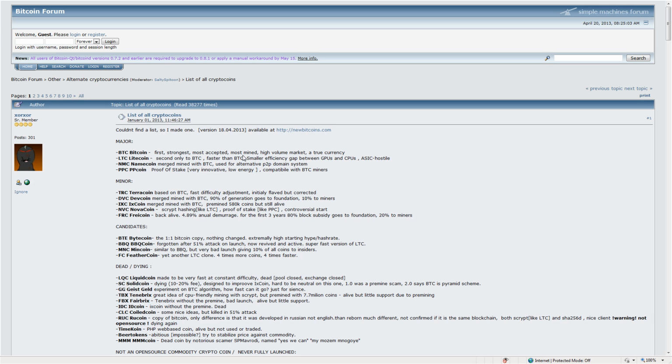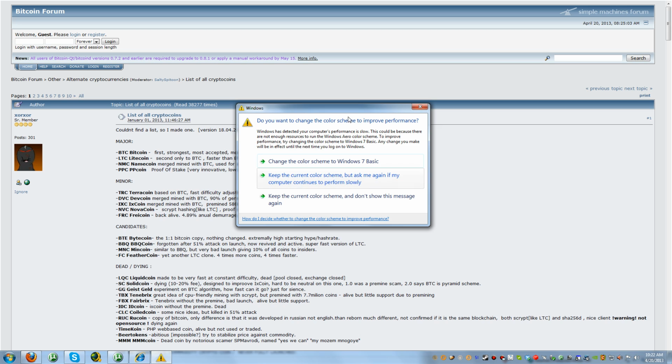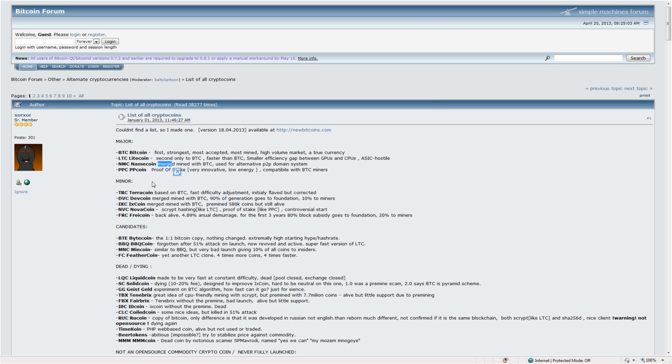Basically nearly the same as Bitcoin, but it has a higher maximum cap. I think the maximum cap of Bitcoin is 21 million and of Litecoin is 92 million. The third are Namecoins, and the fourth in the major section are the PPcoins.